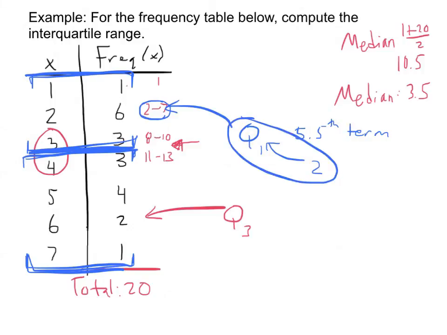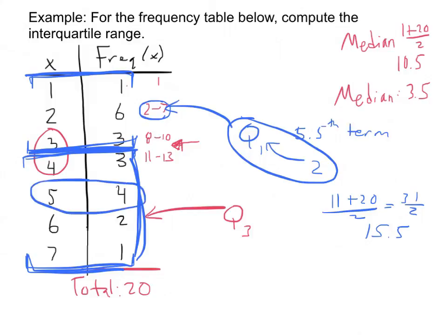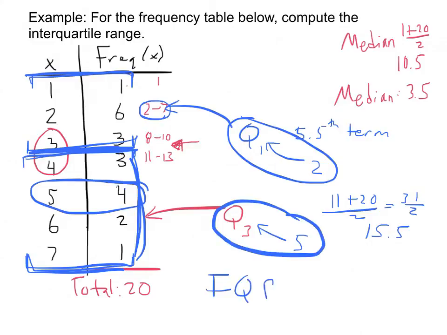Down in this range here on the bottom, we're going between the 11th term and the 20th term. So that's going to be 31 over 2. I'm looking for the 15.5th term. So if you count it out, this is 11, 12, 13, 14, 15, 16. So 15 and a half is in here somewhere. So Q3 is 5. Right? So my interquartile range is going to be 5 minus 2, which is 3.